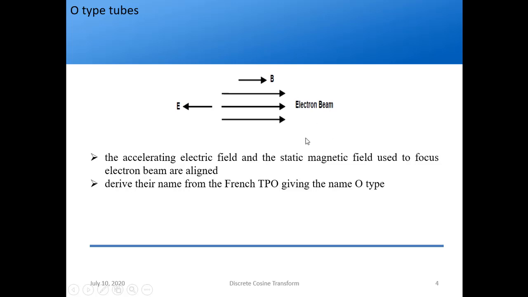Okay, so you might say, sir, where is the RF wave here? You know that electric field and magnetic field together constitute what? RF wave, right? So these are nothing but constituents of the RF wave. And why are they called O type tubes? Because they derive the name from the French TPO, giving the name O type. So this O gives the name O type. What is this TPO? We'll see further. Again, what happens in an O type tube is the electric field and the magnetic field used to focus the electron beam are aligned. Why the accelerating term is mentioned here, we'll see in some time again.